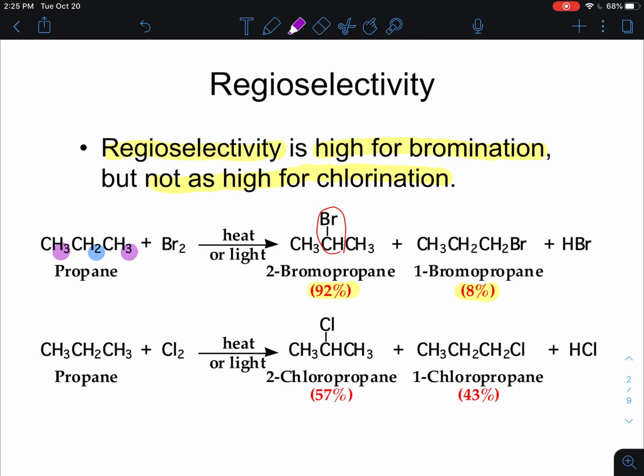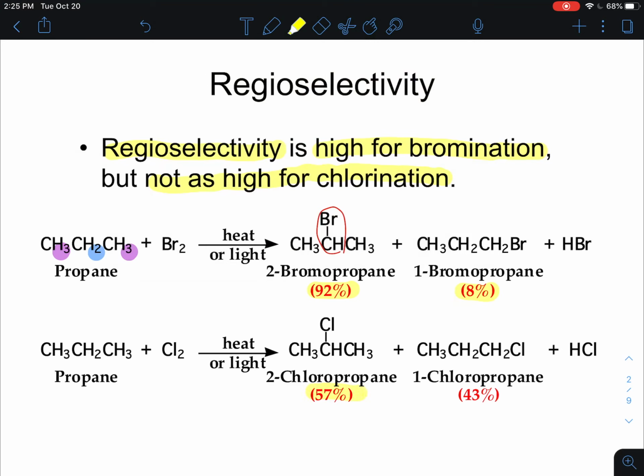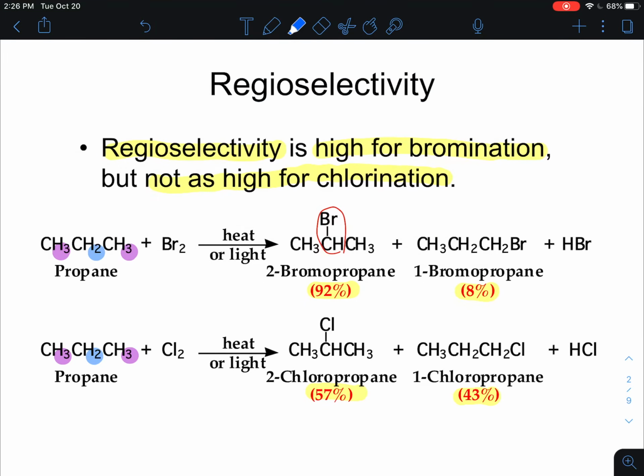Then we see down below, if we do the same thing with propane, we'll see it's 57 to 43, 2-chloropropane to 1-chloropropane. So really that's telling me that it's selective for the primary position, right? So again, we'd say there's 6 on the outside and only 2 on the inside, but now it's telling me the amounts are relatively close. So that means somehow in chlorine we end up selecting for the outer position, which is particularly unique.